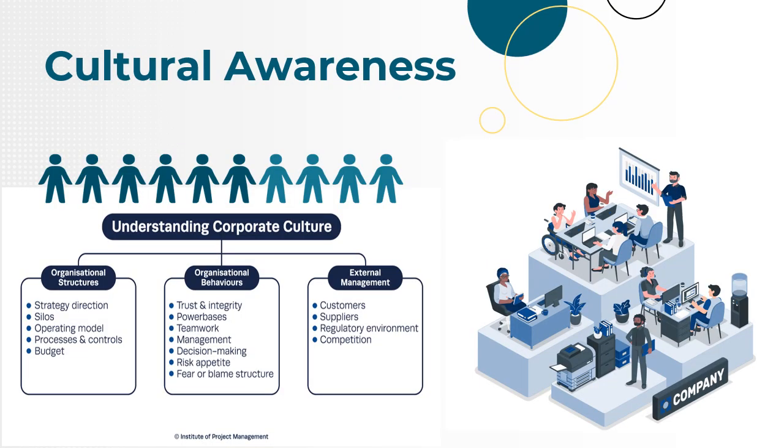Organizational structures, behaviors, and external engagement highlight how structures shape strategy, processes, and budgets. Behaviors like trust and decision making define teamwork and leadership. And external management focuses on customer relationships, supply, and competition. Understanding these dimensions helps leaders align teams, foster collaboration, and adapt to external challenges effectively.